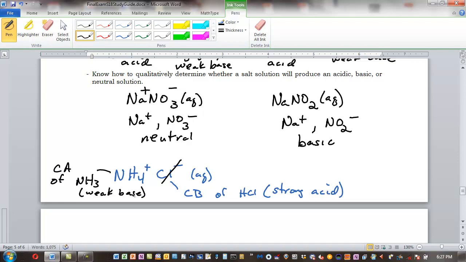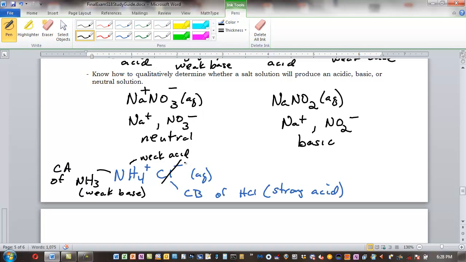So if ammonia is a weak base, then ammonium, NH4 plus, is what? That is a weak acid. So that solution will be acidic. Okay? So that's the qualitative piece.